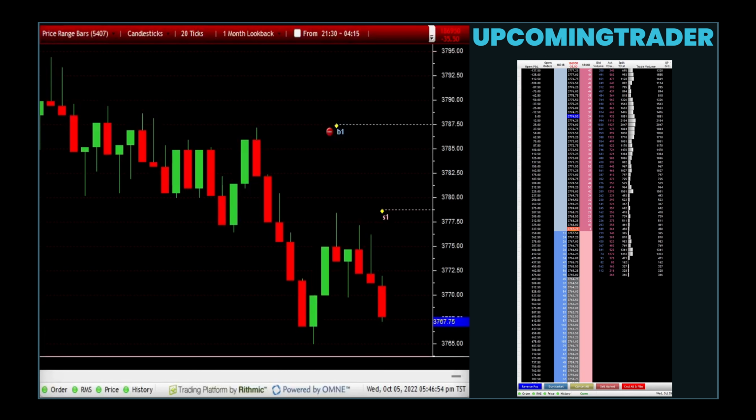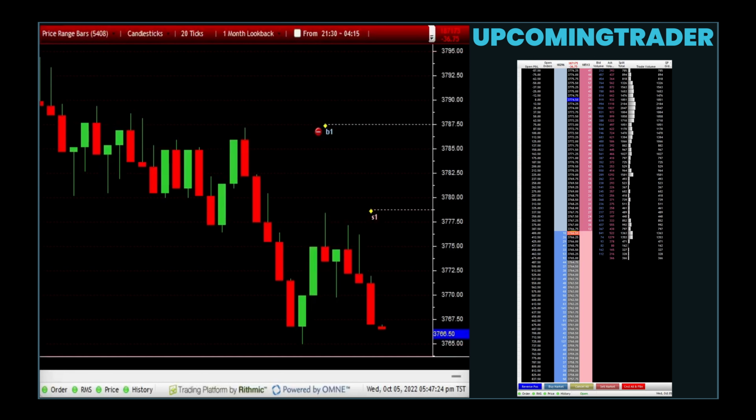Setting predefined entry and exit points along with stop-loss orders to manage the high volatility and fast-paced nature of news-based trading. Being aware of factors like liquidity and the specific characteristics of the futures contract being traded.